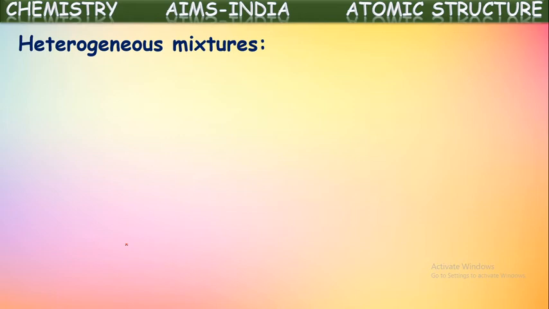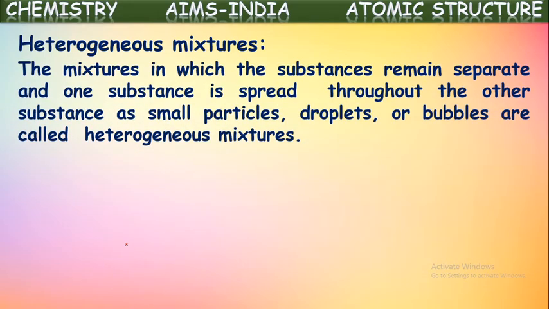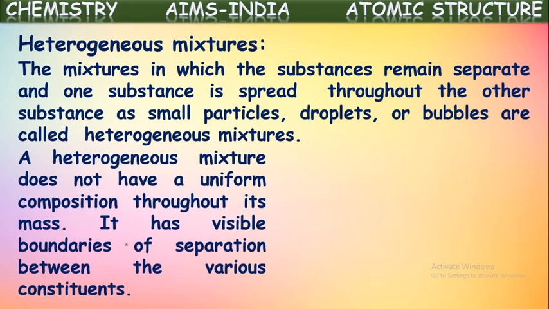Next, heterogeneous mixtures. The mixtures in which the substances remain separate and one substance is spread throughout the other substance as small particles or droplets or bubbles are called heterogeneous mixtures. So the mixtures in which the components can be seen even after mixing are called heterogeneous mixtures. A heterogeneous mixture does not have a uniform composition throughout its mass.